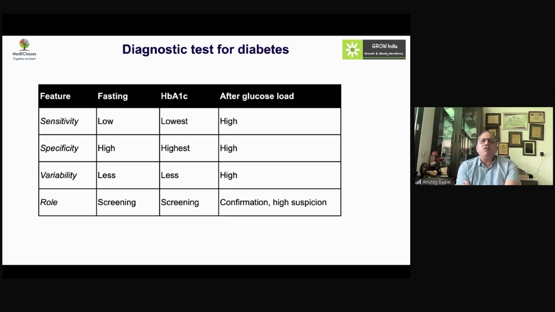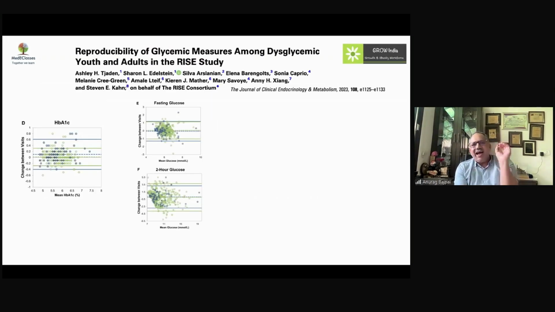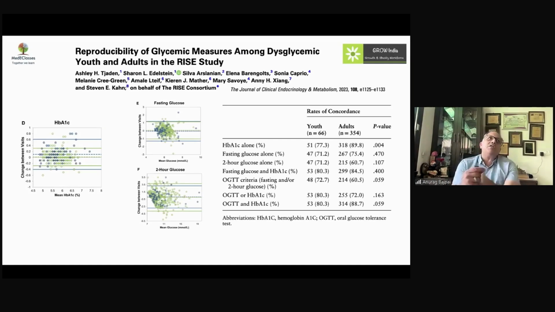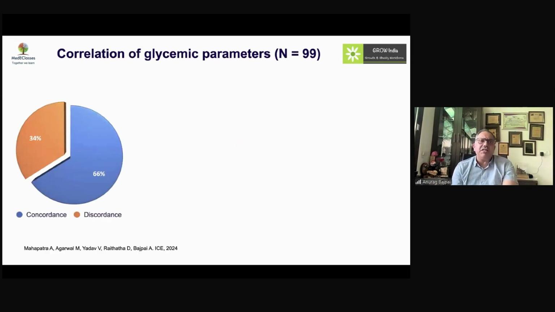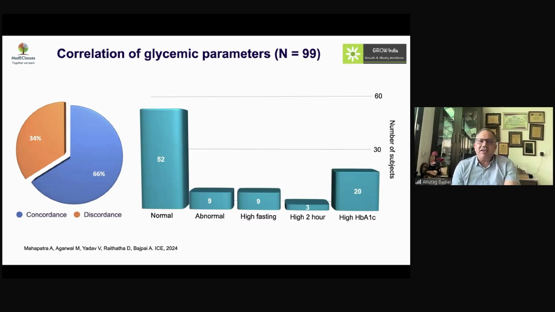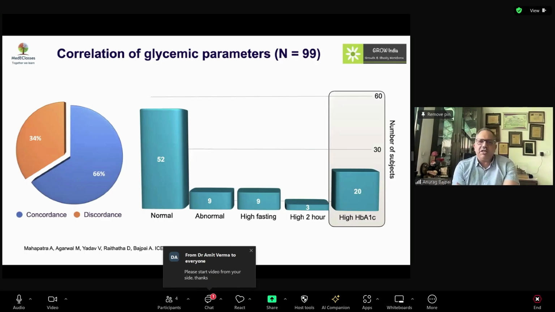But there is a lot of confusion in terms of HbA1c cutoffs in children and adolescents. The RISE study, which looked at how these parameters correlate over time, clearly showed that there was lack of concordance between HbA1c if you do it now and on follow-up within a 6-week period. So clearly HbA1c has low reproducibility, and this was reflected in our study as well. When we looked at the various parameters and correlation, we found that HbA1c was doing worst in that perspective.